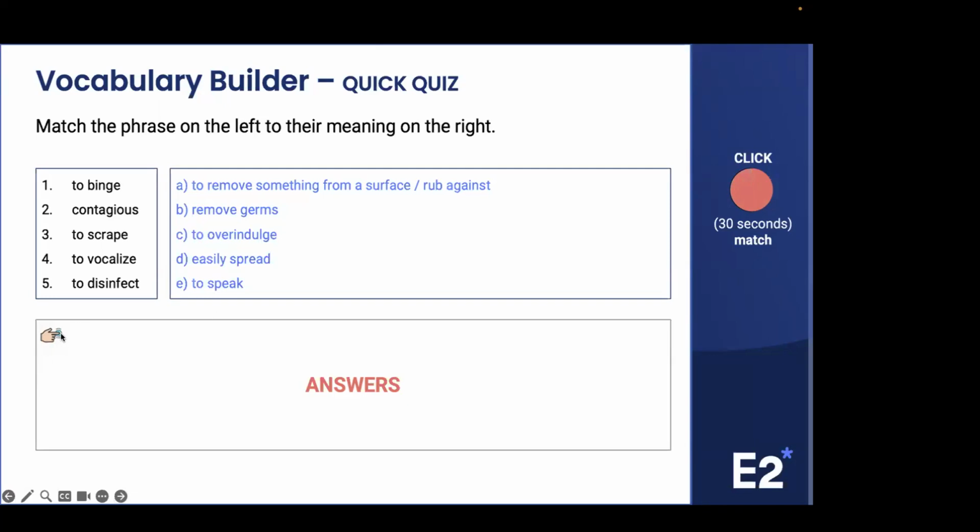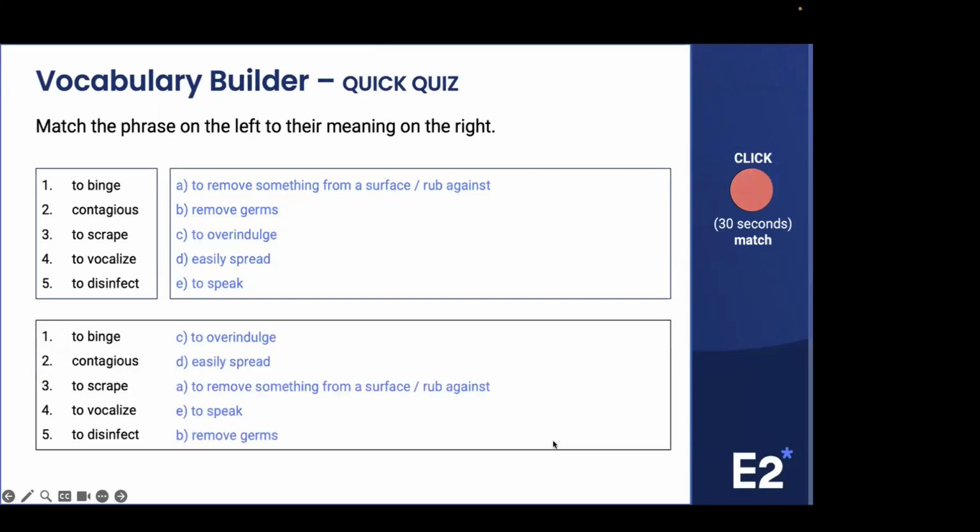Okay, have a look at some answers. To binge, to overindulge; contagious, easily spread; to scrape, to remove something from a surface; to vocalize, to speak; and to disinfect, to remove germs.